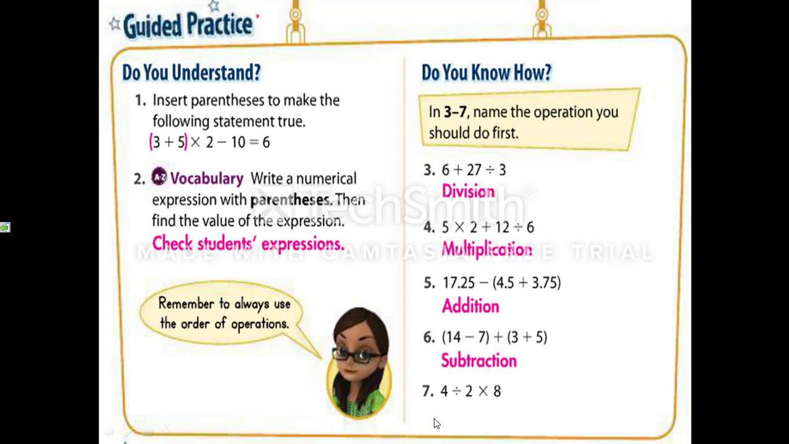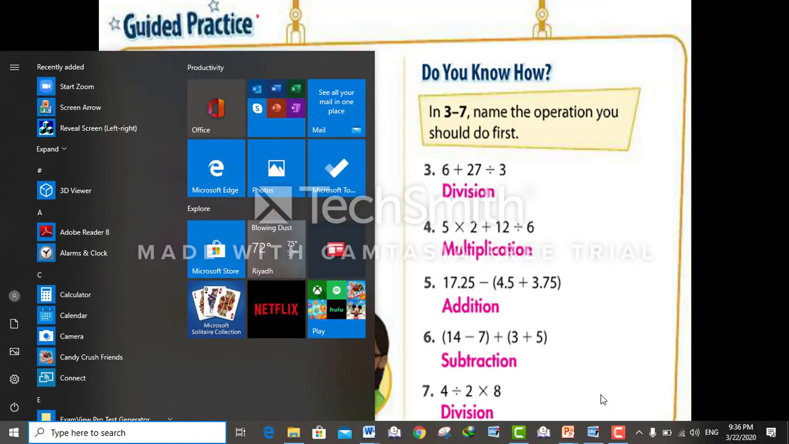In question number 7, 4 divided by 2, then multiplied by 8. In this case, you have division, then multiplication. Both of these two operations are the same strength. So which one should I start with? The one which comes first. Which one comes first when you go from the left to the right? Yes, exactly, the division. It comes first. Because of this, I should start with the division.